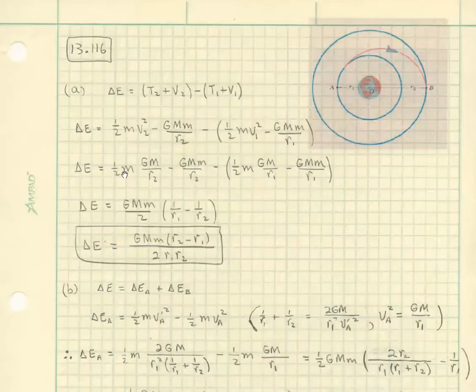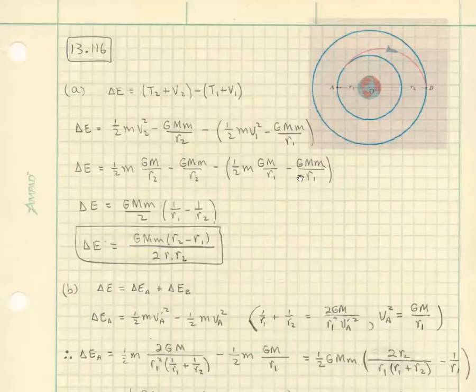Well, when you go ahead and express the v2 for the circular orbit, it's GM over r2, and for the circular orbit right here it is GM over r1. So what we have is 1/2 GMm over r2 minus GMm over r2, minus these terms right here. And you can see there's a GMm over 2 that can factor out of everything. And when you do this, you're left with 1 over r1 minus 1 over r2.